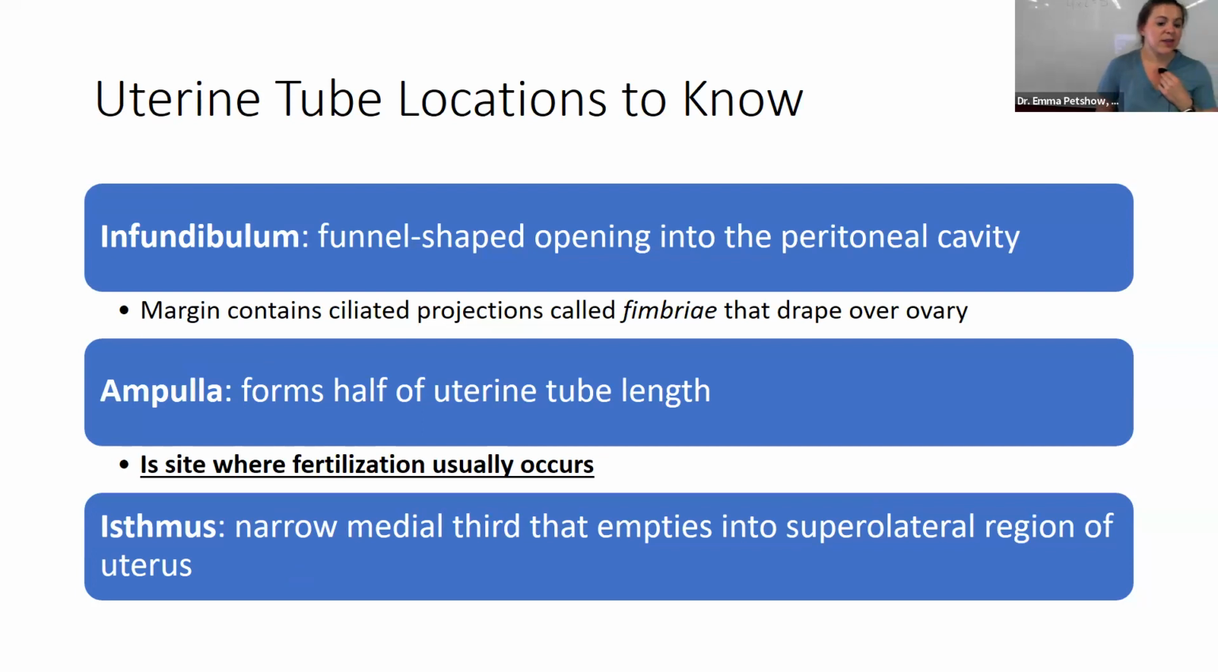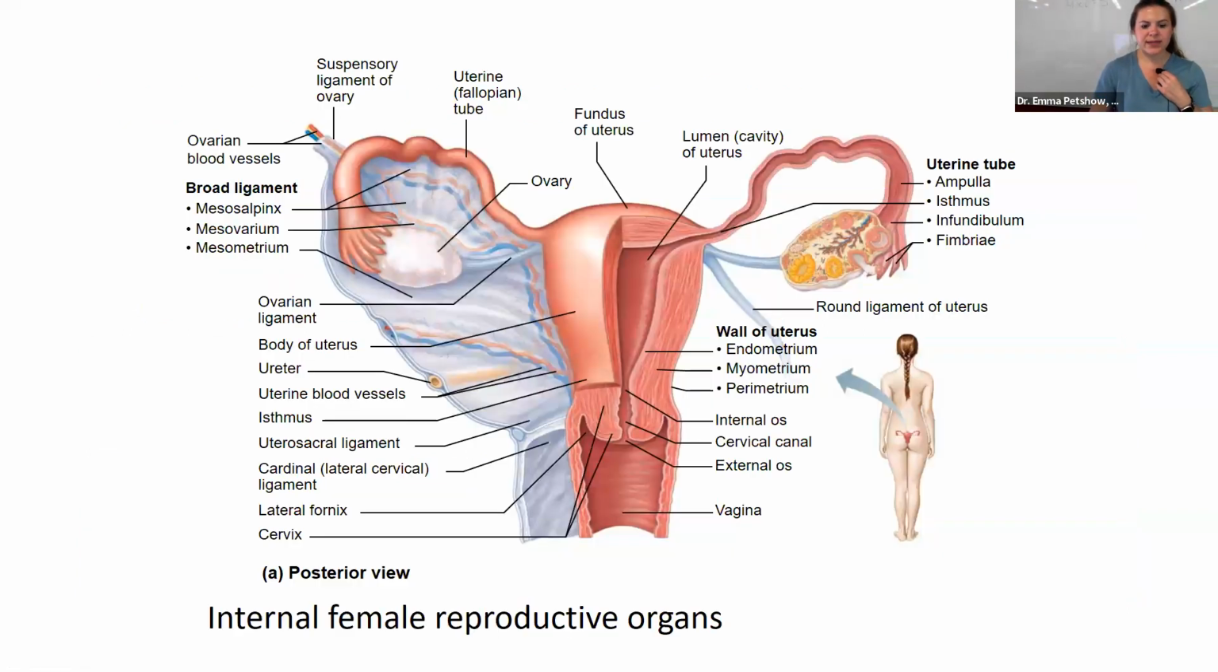These are the locations of the uterine tube that you should know, 3 different locations. The main one to know would be the ampulla. That's typically where fertilization occurs. Okay. This is a picture, if you are visual like me. It shows the different ligaments and the different structures.